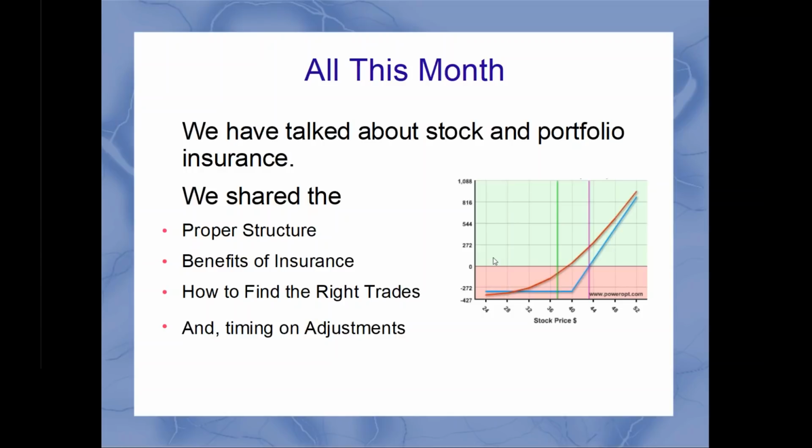We talked about how to find the right trades, not only the tools, but the structure and what to look for. And last week we talked about timing of the adjustments and what to look for. Today we're going to go a step further into that discussion, looking at different ways to adjust the position and why we would need 12 different ways to adjust a position.